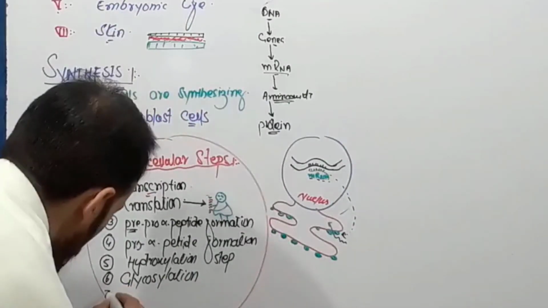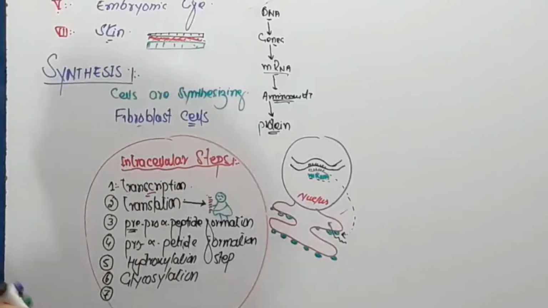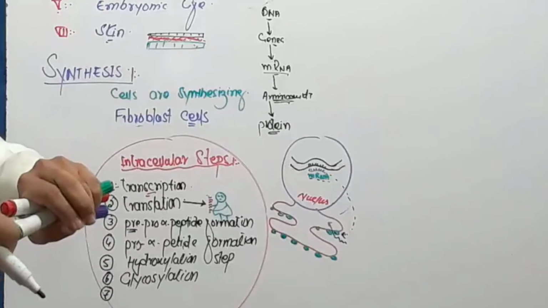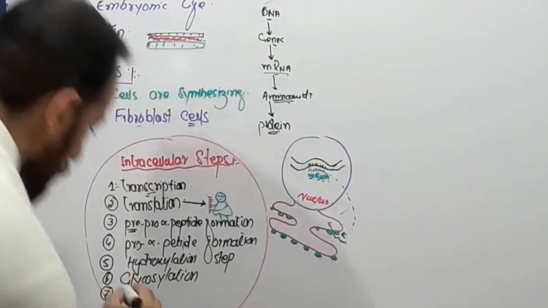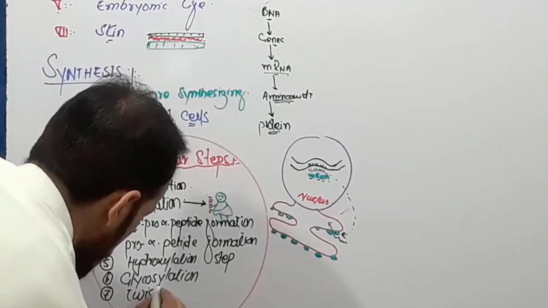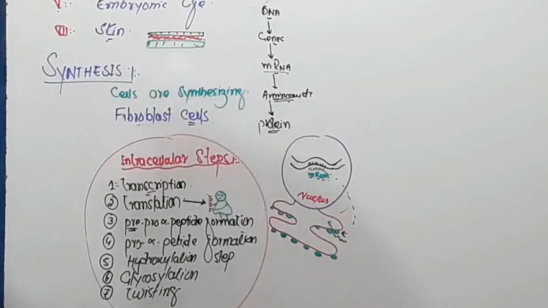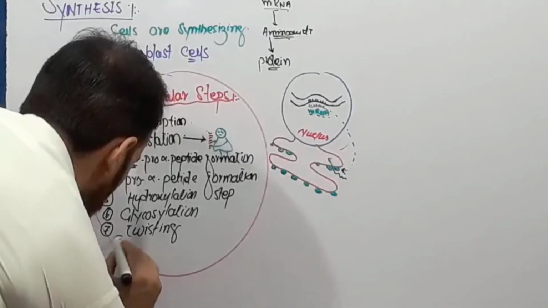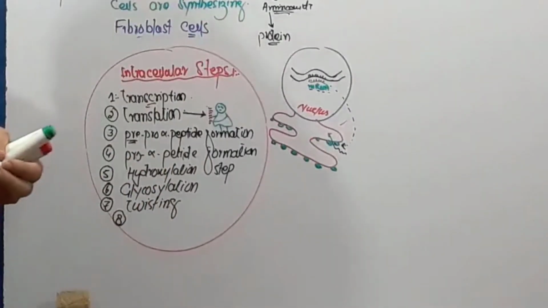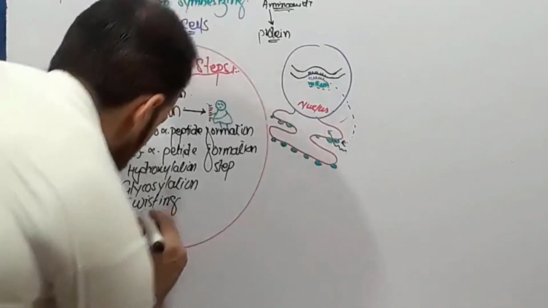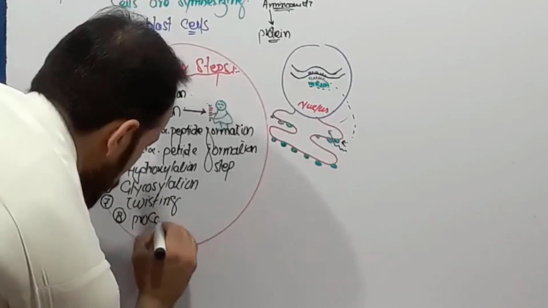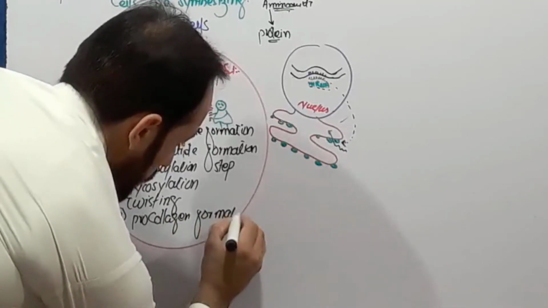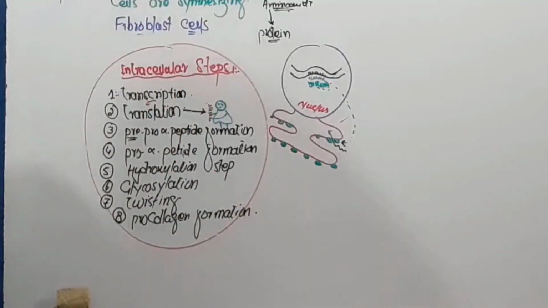Then the number 7 step is, what is that? After glycosylation there will be the twisting. So there is twisting. After glycosylation, twisting will occur inside the cell. This twisting also occurs inside the cell. Then the 8th step which occurs inside the cell is very simply pro-collagen formation. What? Pro-collagen formation. Pro-collagen formation will occur. That's very easy.